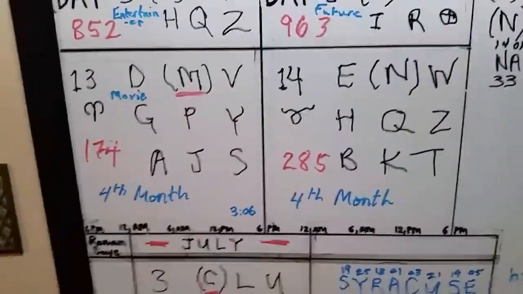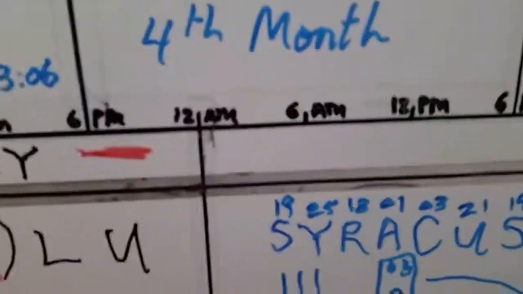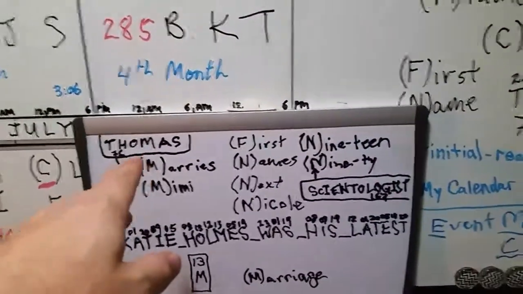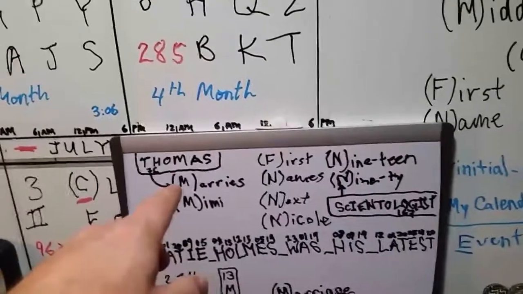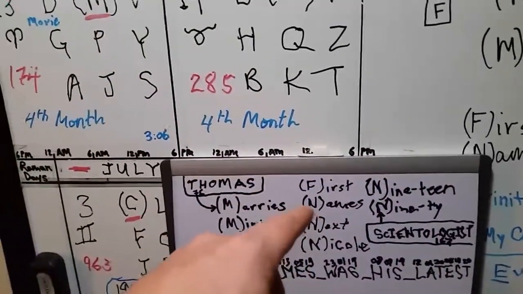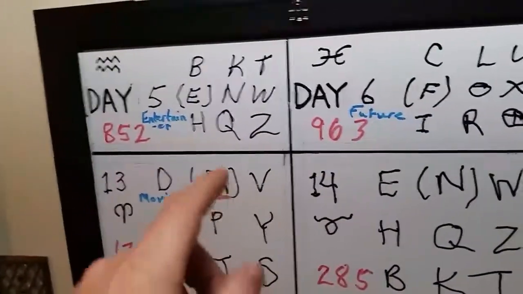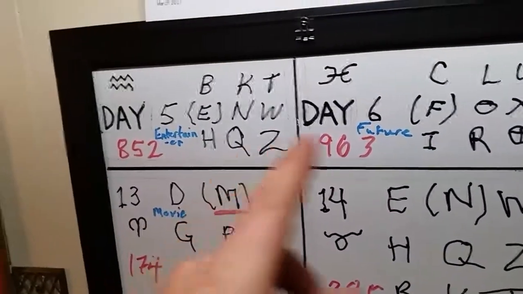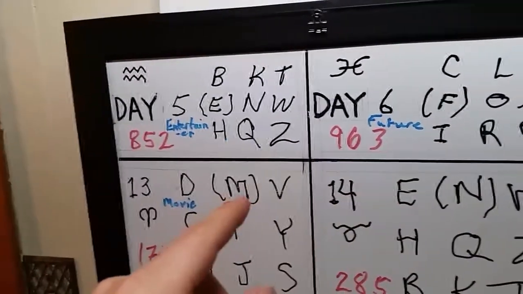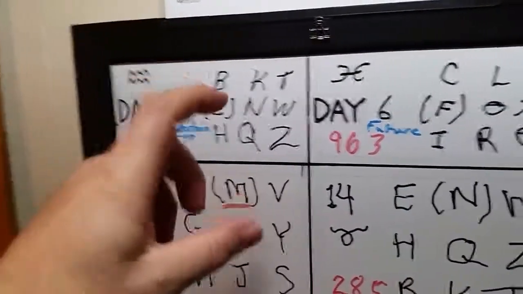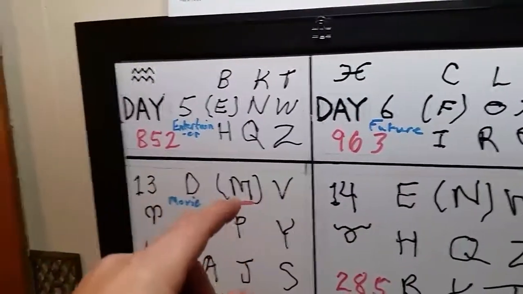I want to show you that. Let me put this here. Okay, so we see here Thomas is the M. Okay, we got first names. So first names, we've got Thomas. Thomas marries first new marriage, Mimi. See the M-E, that's me. So me, Thomas, marries Mimi.